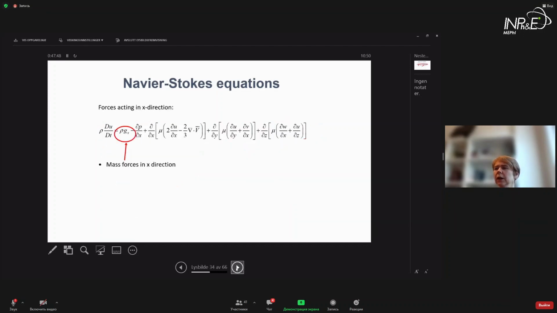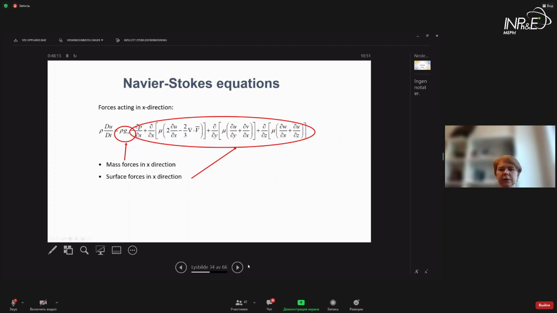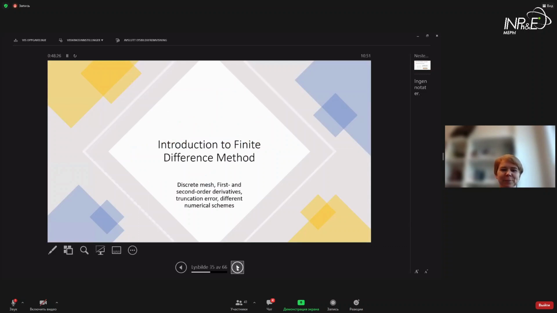And this is gravity's component in the x direction, mass forces in the x direction, and those are simply surface forces. Everything that comes from pressure and viscosity and these viscous deformations, which are created by the stresses working on it. So that's what it is. And if we are working with a liquid which can be magnetized, then we will also have some electromagnetic forces in here too. But this is rather exotic.